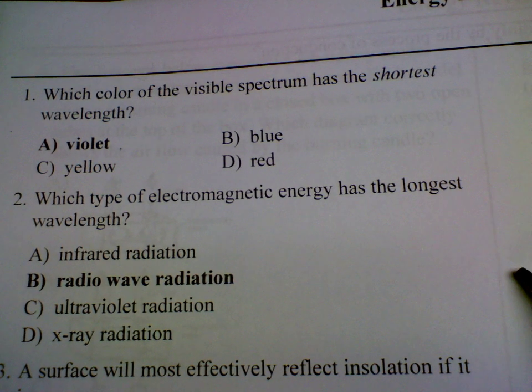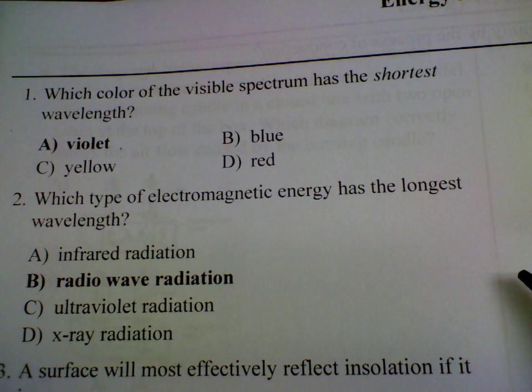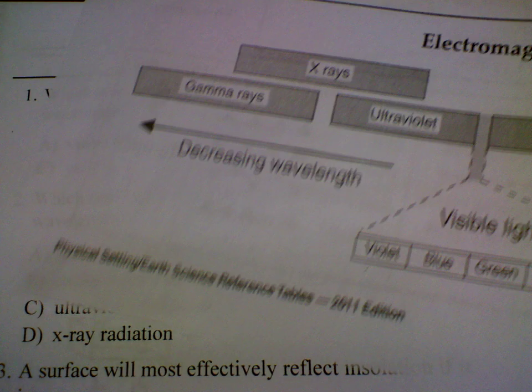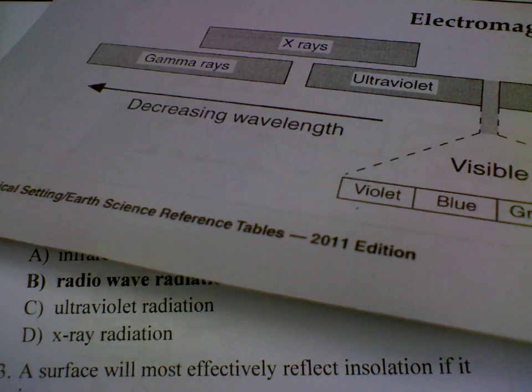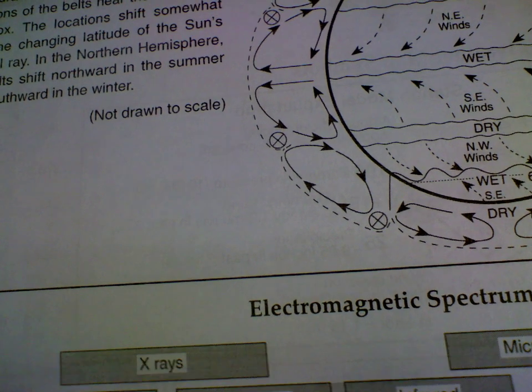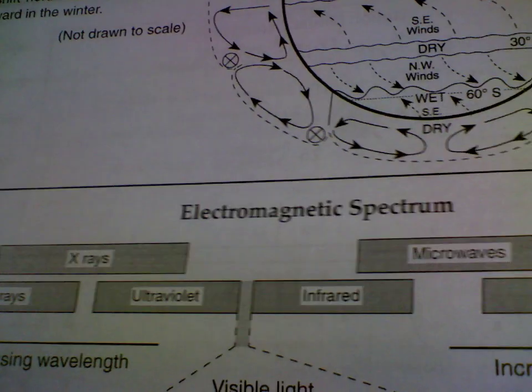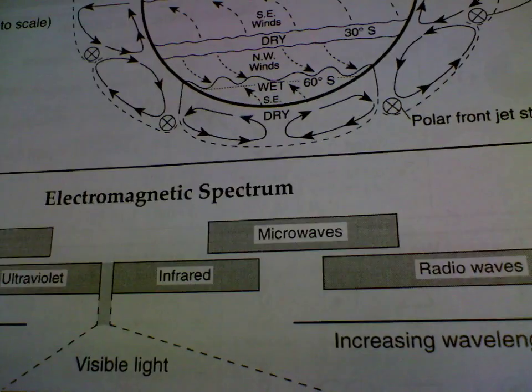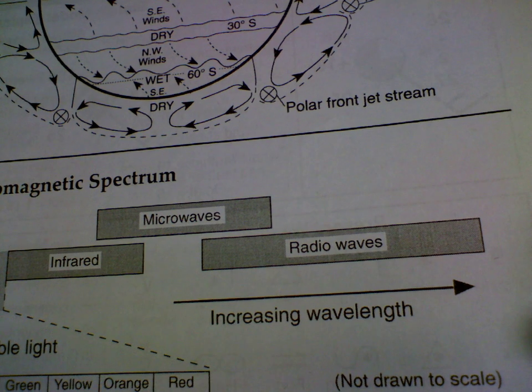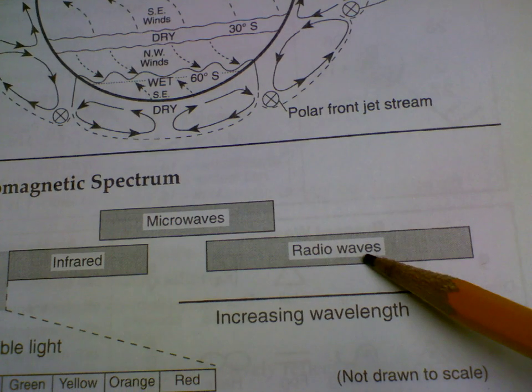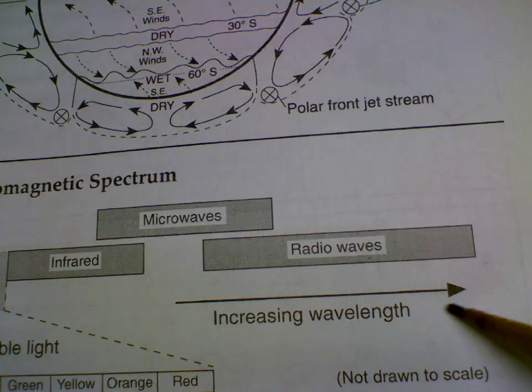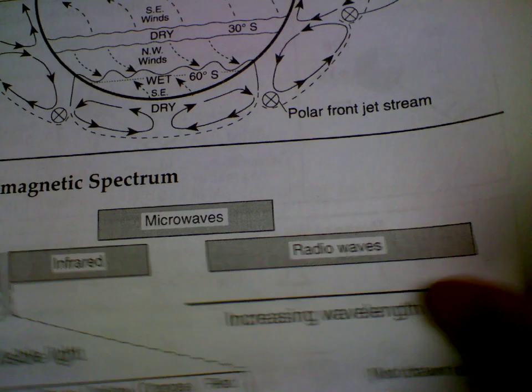Number two, which type of electromagnetic energy has the longest wavelength? And they give you UV, X-ray, what else did they give us? Radio waves and infrared. So pretty simple. All the way to the right would be the longest wavelength, and that would be radio waves, all the way to the right because increasing to the right.